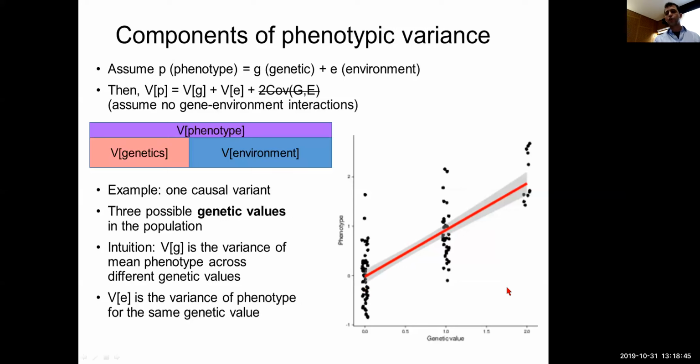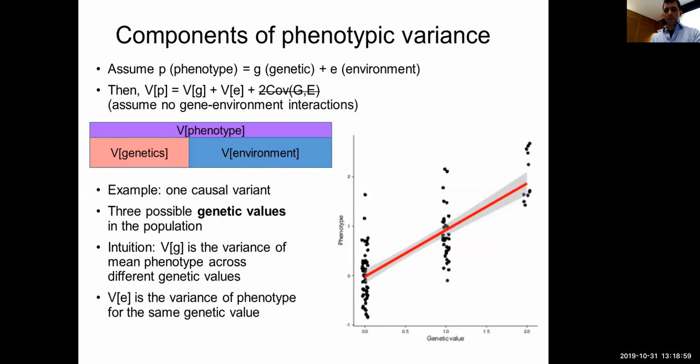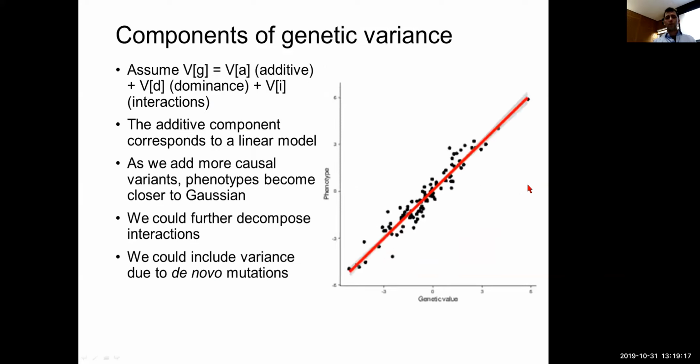Basically, if I know the genotype, how much of the phenotype can I predict? With one variant, it's that regression, and then whatever deviation remains, that's the residual variation, and that's basically the environmental component. Sounds good? So now we can basically start splitting this up. So V of G is the variance of the mean phenotype across different genetic values, and V of E is the variance of the phenotype for the same genetic value, okay? So V of G is the mean difference between genetic values, and V of E is the residual difference after I take care of that, okay?